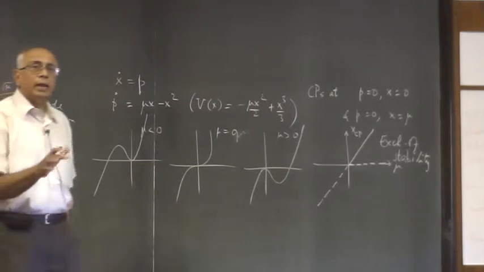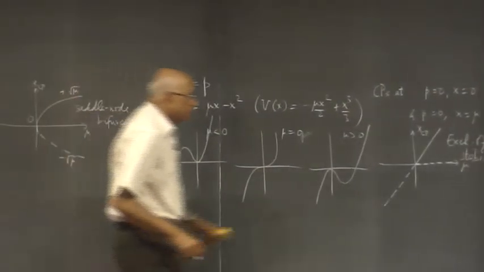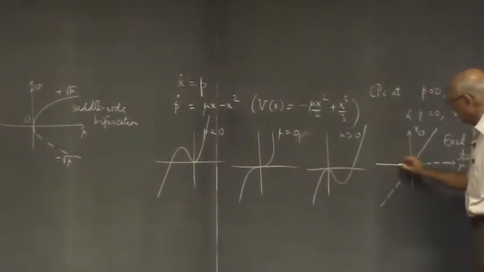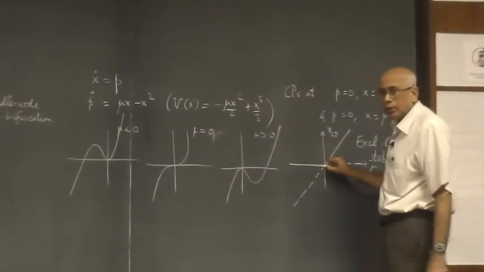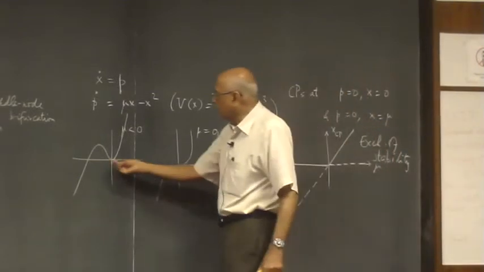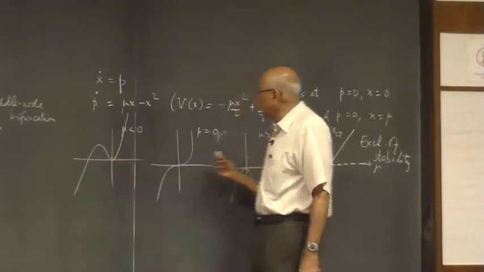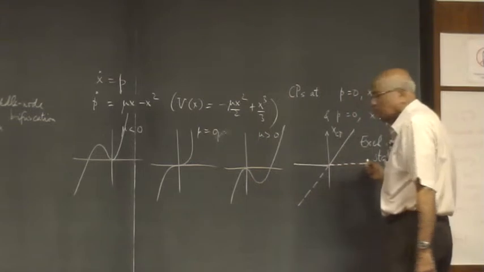There are only 3 elementary bifurcations of this kind. This one, mu equal to 0, x equal to 0, is always an equilibrium point, a critical point. But for mu less than 0, this guy is stable. It's a minimum of the potential. But the moment mu becomes greater than 0, this becomes unstable. And so I draw it with a dotted line.